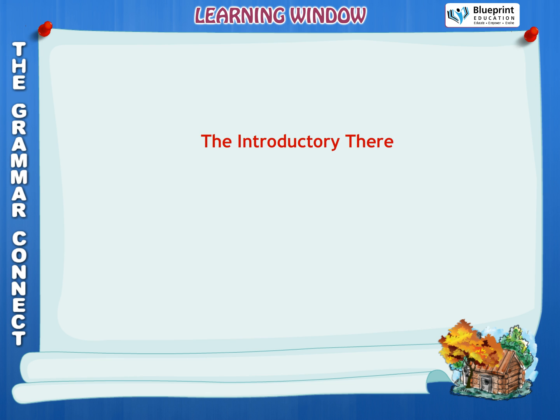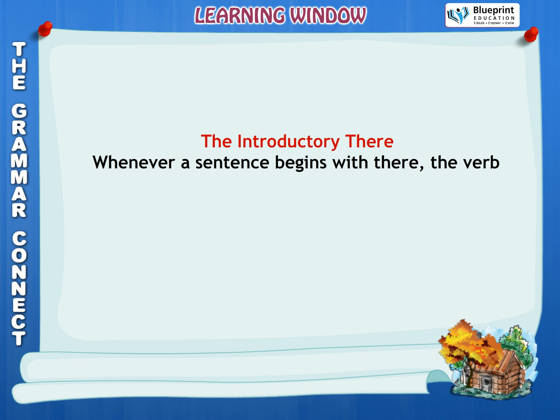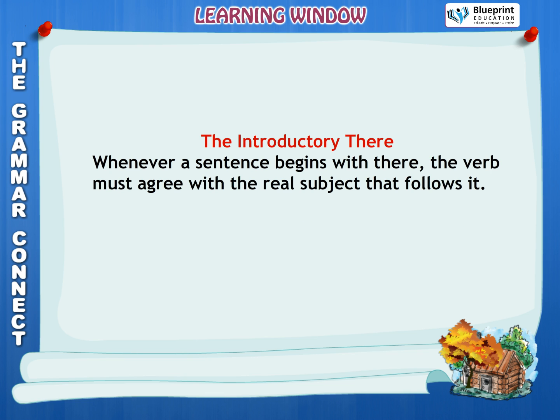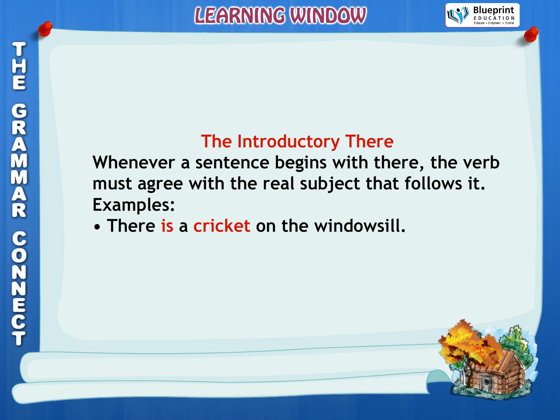The introductory there. Whenever a sentence begins with there, the verb must agree with the real subject that follows it. Examples: There is a cricket on the windowsill. There are 5 carnations in this vase.